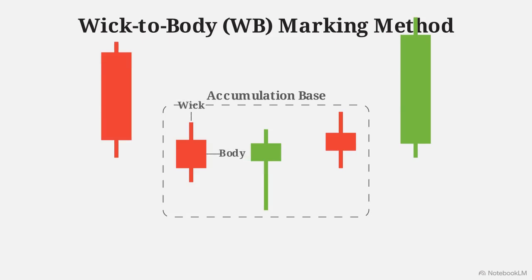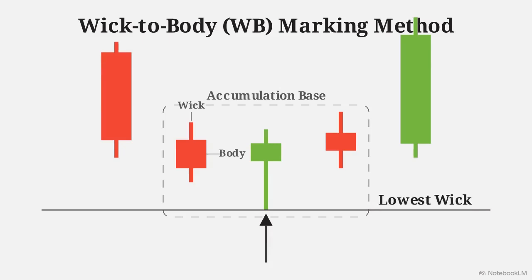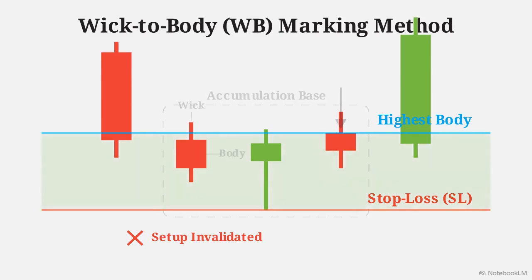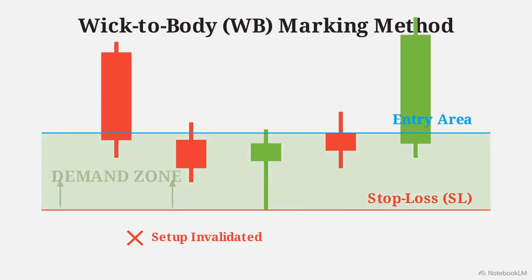First, find the lowest wick in the base and draw a line across its tip. This is your absolute boundary. If the market trades past this point, the zone is no longer holding, making it the objective spot for a stop loss. Next, mark the highest point of the candle bodies within that same base. This second line establishes your entry area, creating a clear zone for your orders.